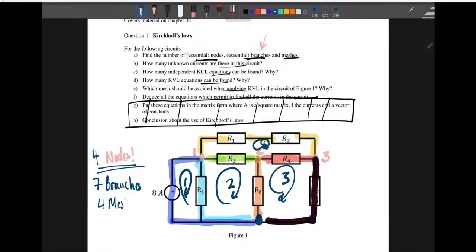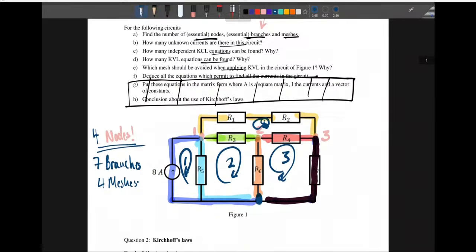Then here now they're going to say how many unknown currents. So if you want to find the number of unknown currents, it's going to be the number of branches, 7, minus 1, which is going to be 6. So you have 6. It's always 1 less than the number of branches.